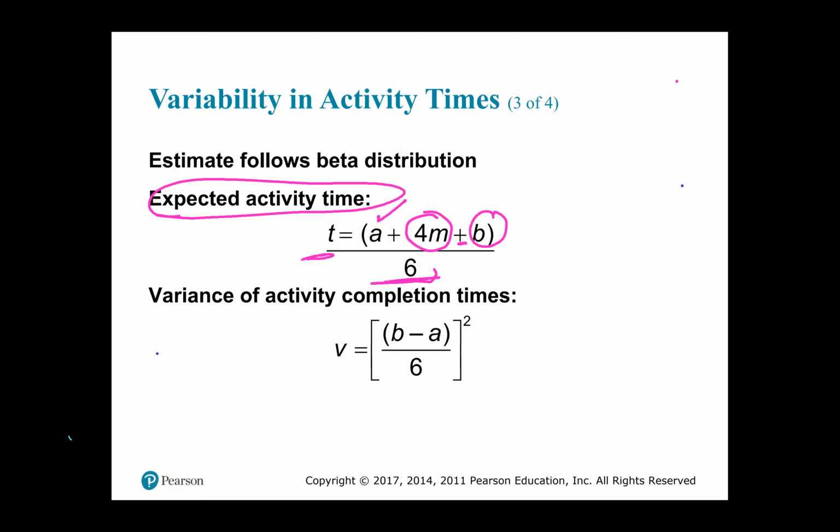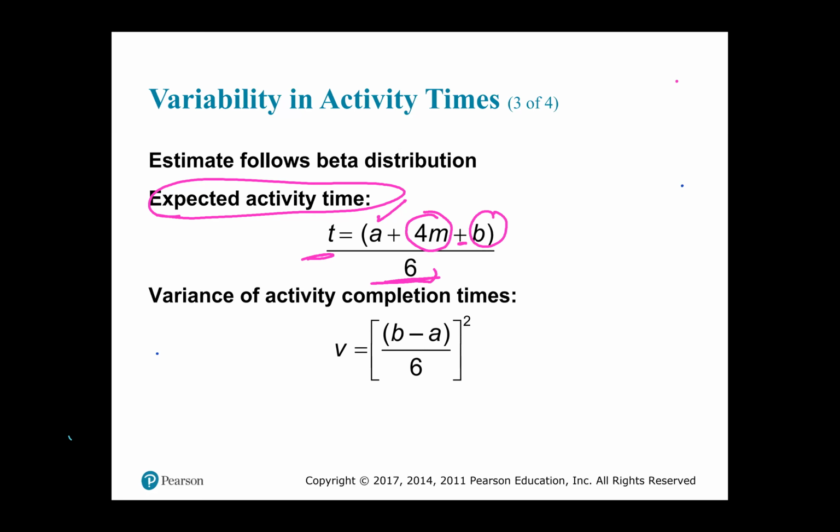Don't meddle with the 4 and the 6, please. They come with the formula. So all you do is substitute the values for A, for M, and for B, twiddle them around in your calculator, and then divide by 6. We'll talk about the variance in a little bit, right?